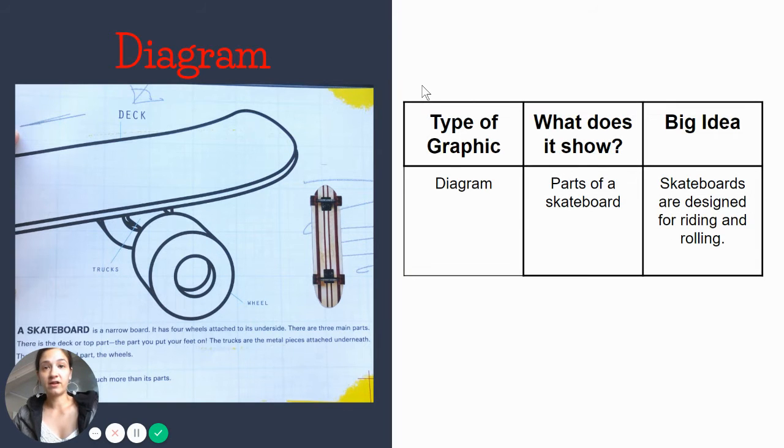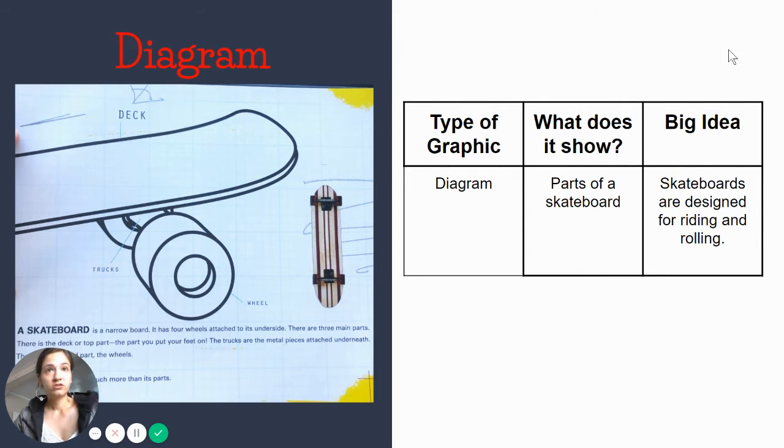Now we're going to think about it a little bit more. The type of graphic, we've already decided, is a diagram because it's showing parts of something. And what is this diagram showing? Well, this diagram is showing the parts of a skateboard: trucks, wheels, deck. Then we have to think to ourselves, what's the big idea about this graphic? Well, skateboards are designed for riding on the deck and rolling with the wheels. Skateboards are designed for riding and rolling.